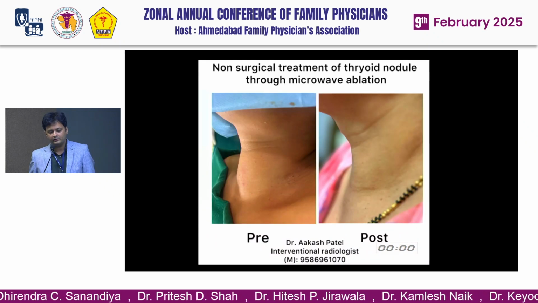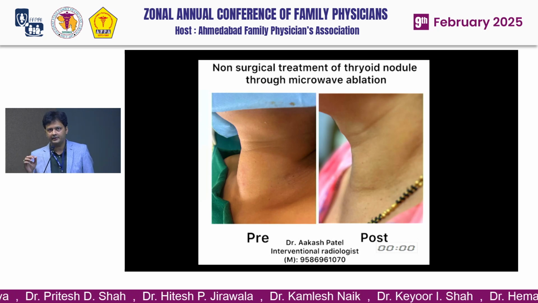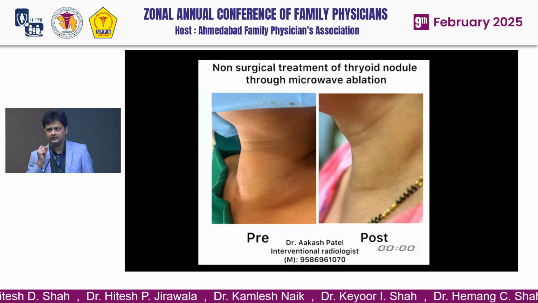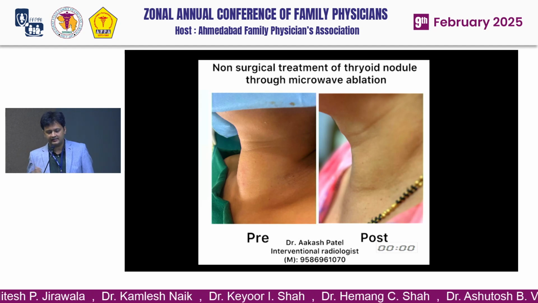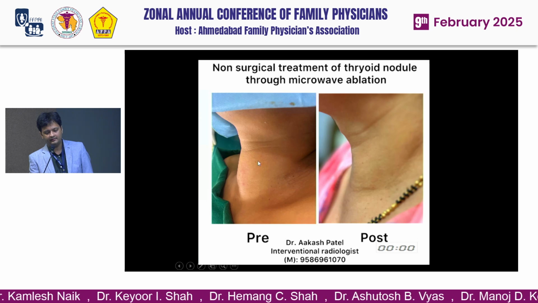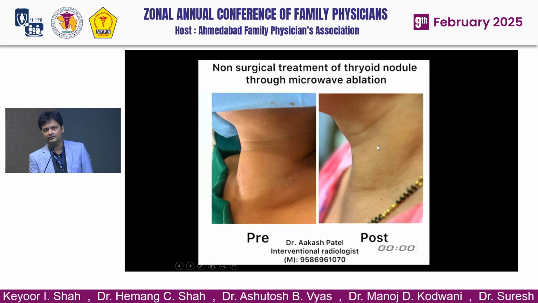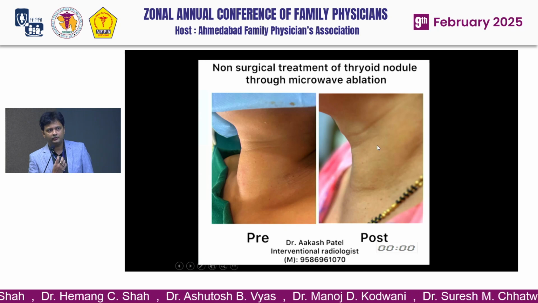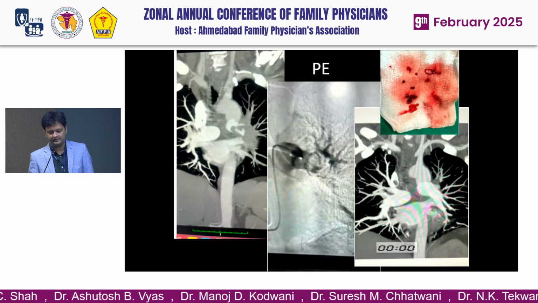And talking about thyroid nodules, all non-cancerous thyroid nodules now have an option of microwave ablation, where we just stick in a needle and ablate the nodule, and after 3 months you can see a drastic change. This is a pre and post image. You can see a swelling here, and this is the post image. Post microwave ablation, the swelling is gone. So basically the entire thyroid nodule gets necrosed, the size decreases and the swelling disappears.